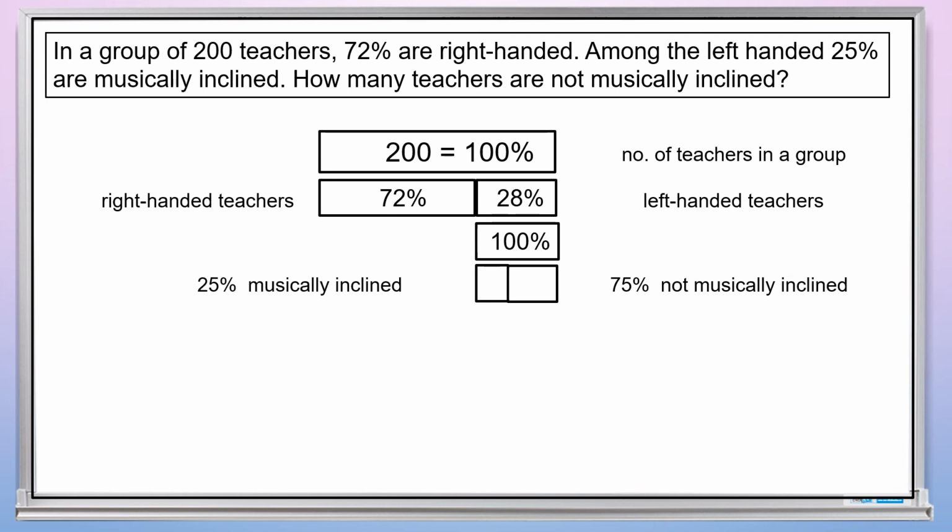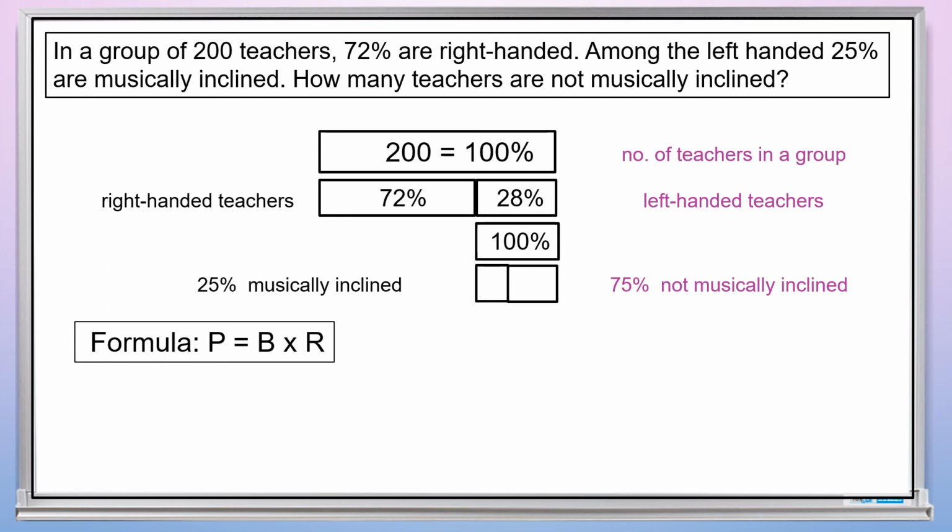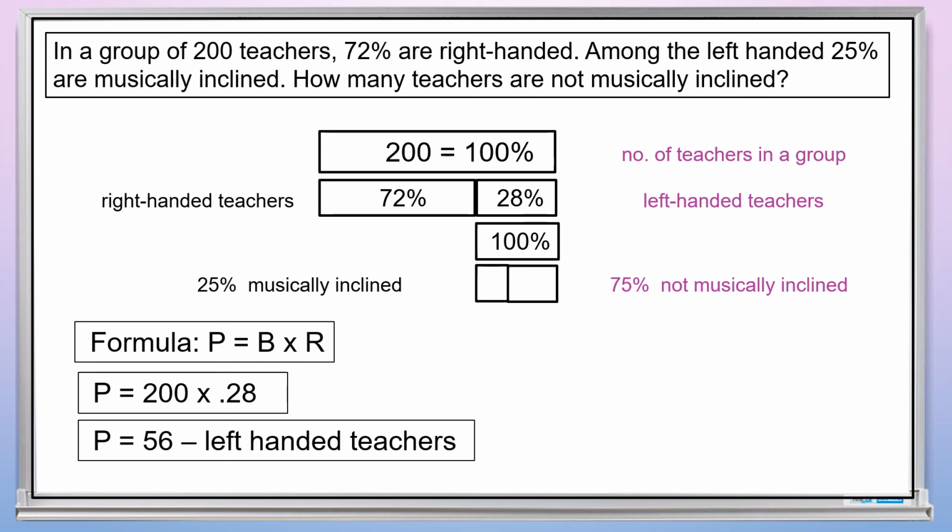We are going to get the number of teachers that are not musically inclined from the number of teachers that are left-handed, from the number of teachers in a group. So we are going to solve first for the percentage of the left-handed teachers by using the formula P equals B times R. Changing them to mathematical symbols, we have 200 as the base and 28 hundredths as the rate when changed to decimal number. Multiplying the numbers, we have 56 as the product.